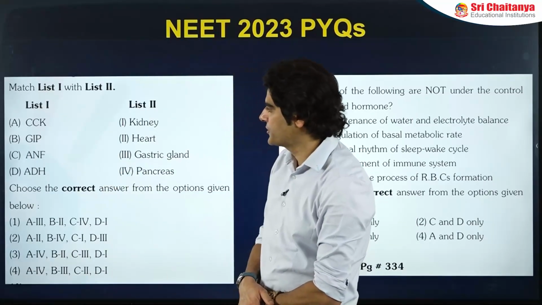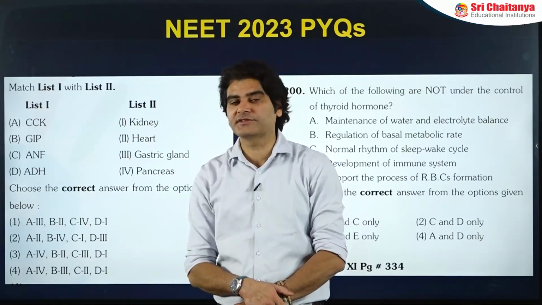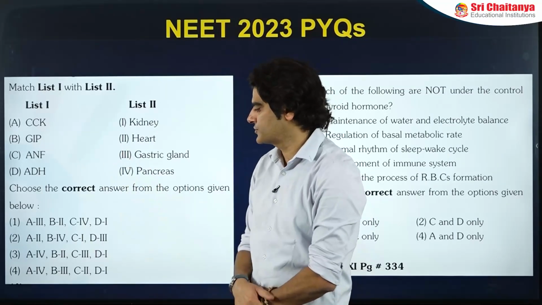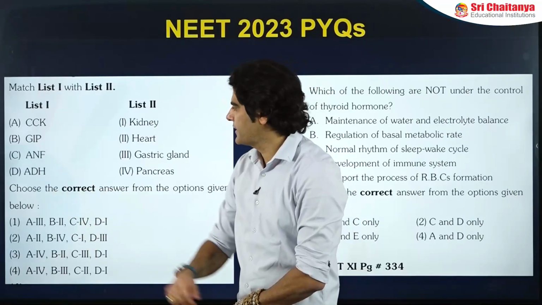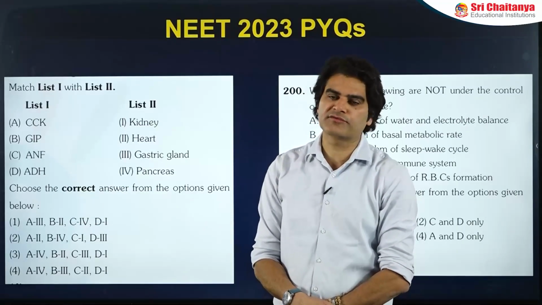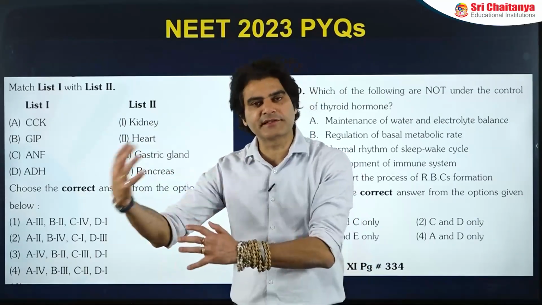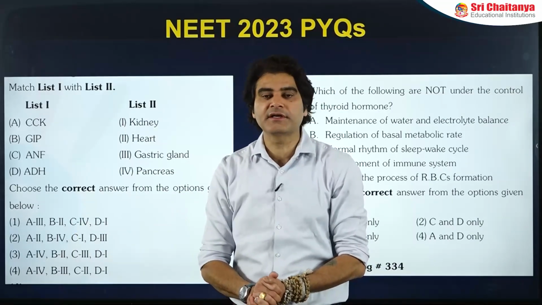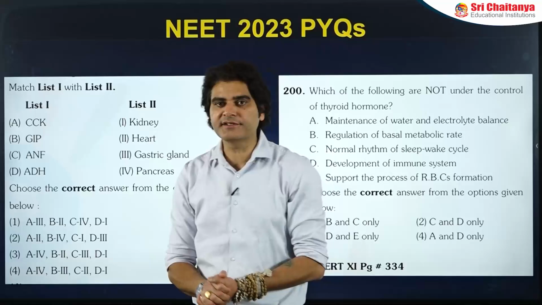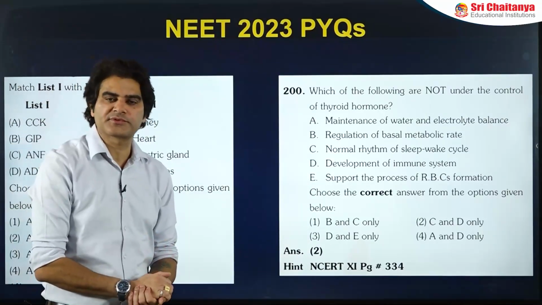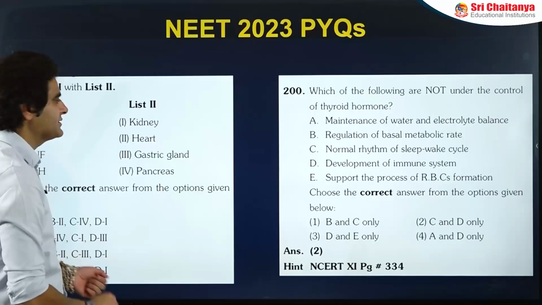GIP, gastric inhibitory peptide, as the name is suggesting, is again produced from intestine but will be inhibiting the secretion of gastric glands. D, on the other hand, ADH, antidiuretic hormone, we know, is produced from hypothalamus, goes into posterior pituitary, is released in the blood from posterior pituitary, and then reaches into the kidneys, the DCT of the kidneys, to stimulate water reabsorption over there. So that's our answer, option 4th.